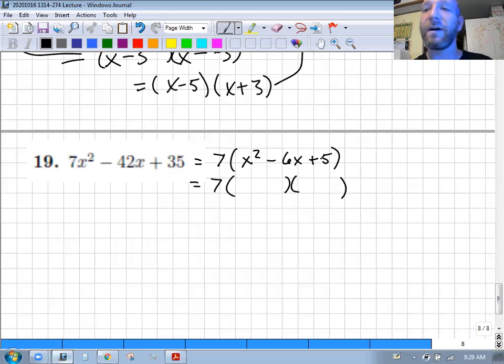Because like we got a 5, right? And a 5 times 1 is 5, but a 5 plus 1 is 6. So if we have an x and an x, and a 5 and a 1, and they're both negative to give us a negative 5x, and a negative x gives us our negative 6x. So that's our factorization.